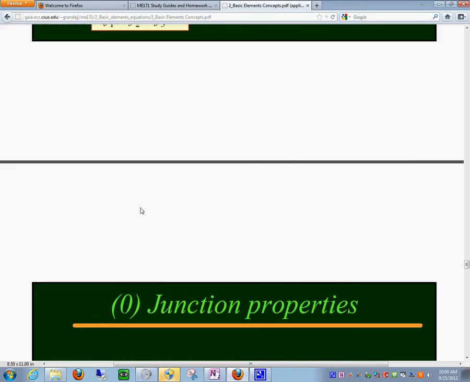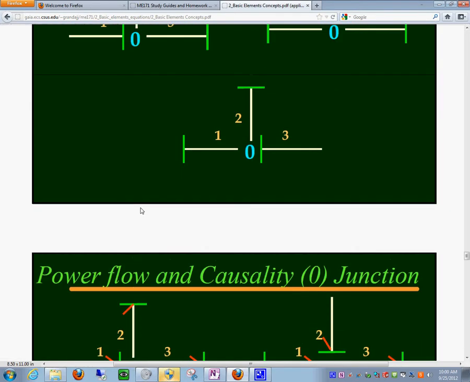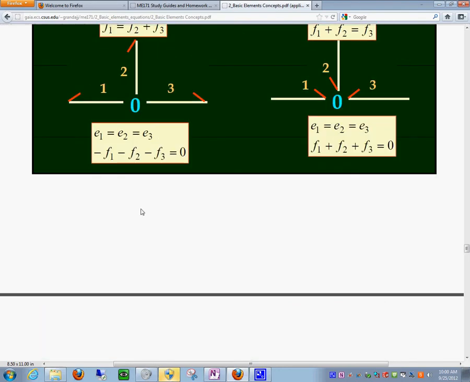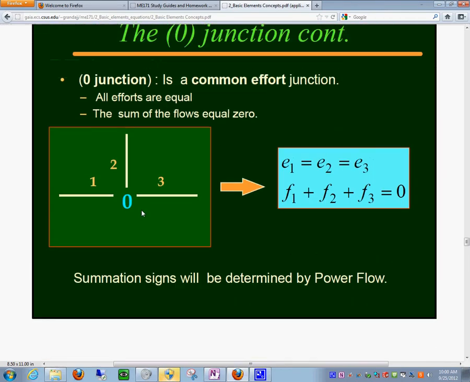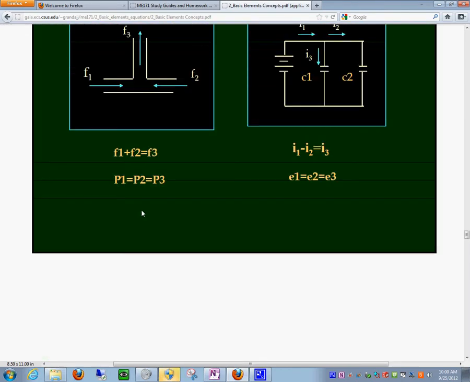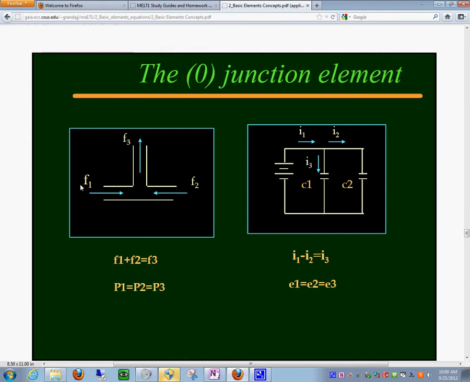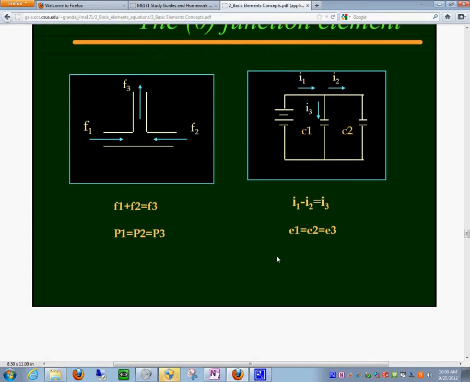And I gave you some examples at first in here of real life things on how this zero junction is, as you can see in here. This is the kind of connection in a hydraulic system, which is easier to understand. This is the connection in an electrical system.